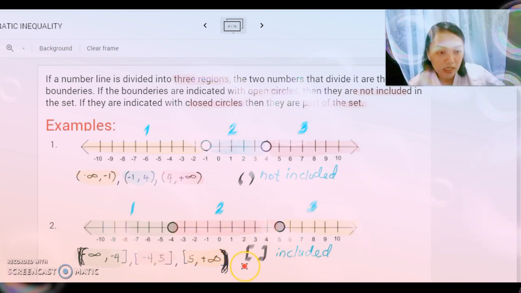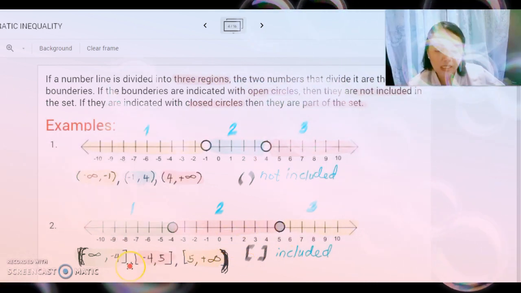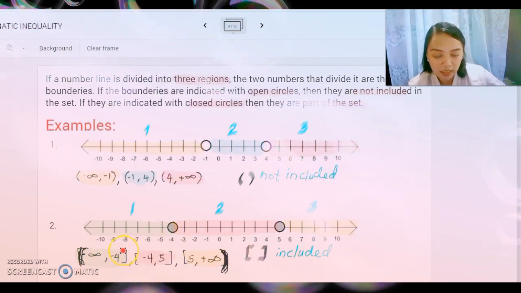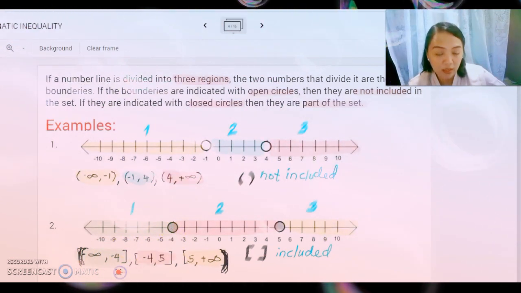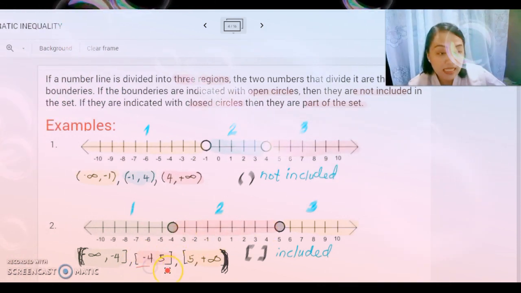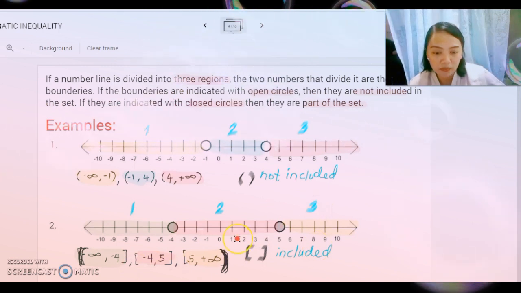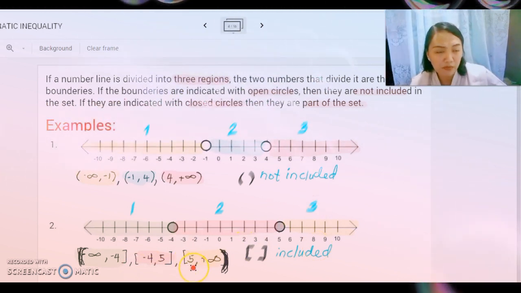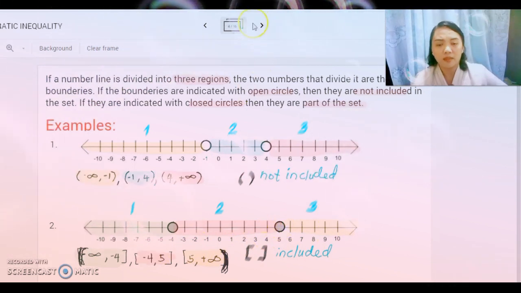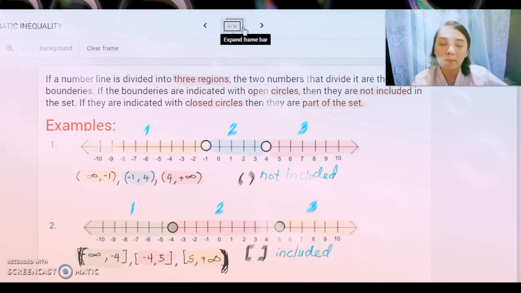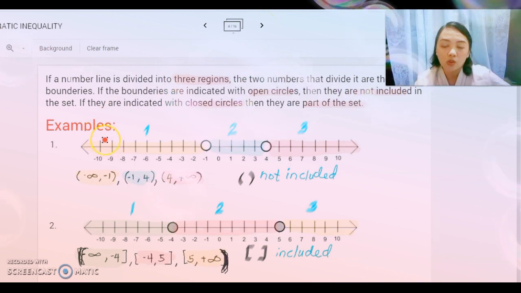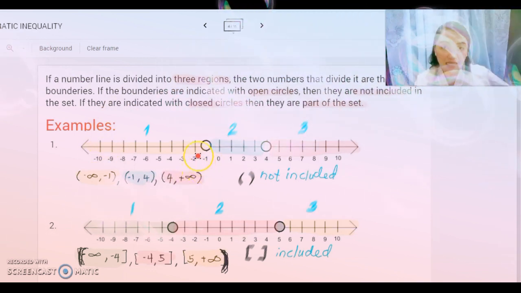Ang nag-i-indicate na kasama siya sa ating interval notation is itong brackets. So, negative infinity up to negative 4. Ibig sabihin, si negative 4 ay kasali, kaya brackets ang gagamitin. Okay? Next, itong region 2, mula kay negative 4, papunta kay positive 5. So, brackets, kasali siya. And number 3, we have positive 5 to positive infinity. So, since may shade, included siya. Yun lang naman yan. Kapag open circle, not included. Kapag closed circle or with shade na circle, included. Tandaan, yung negative tsaka positive infinity, lagi siyang parenthesis lang.